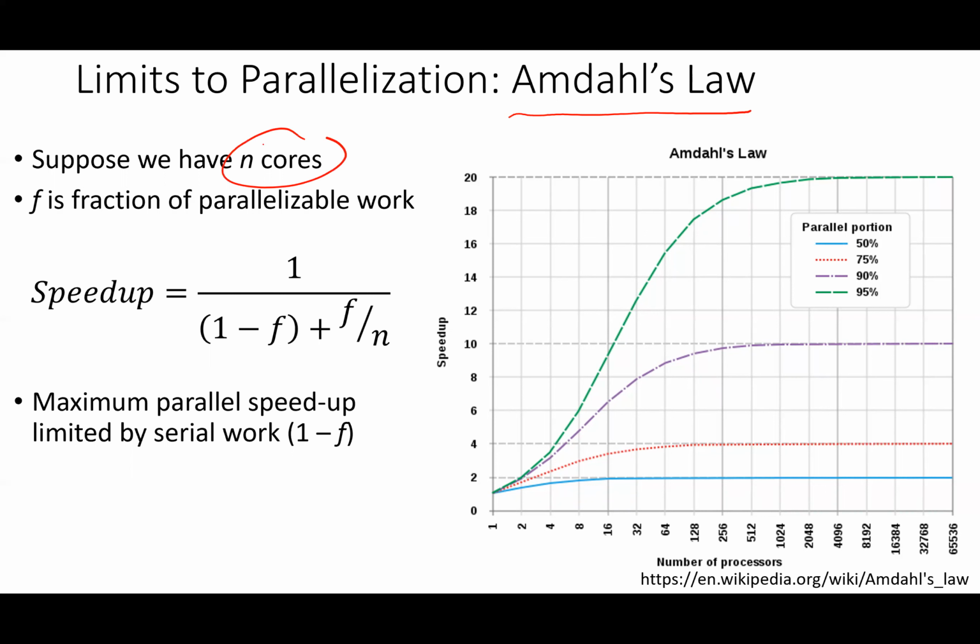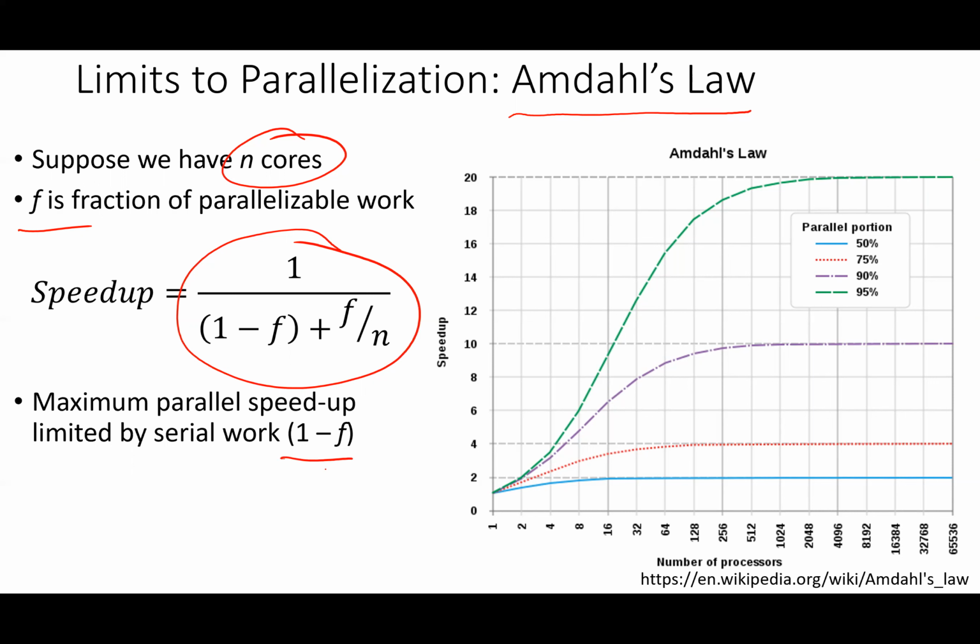So let's say we have n cores, and we have a program. Almost no program is completely parallel. There's almost always some work that's serial, fundamentally has dependencies. So we say F is the fraction of the work that is parallelizable, could be run on multiple cores. Your speedup is given by this equation, which is essentially a weighted average. It's not a very difficult one to derive.